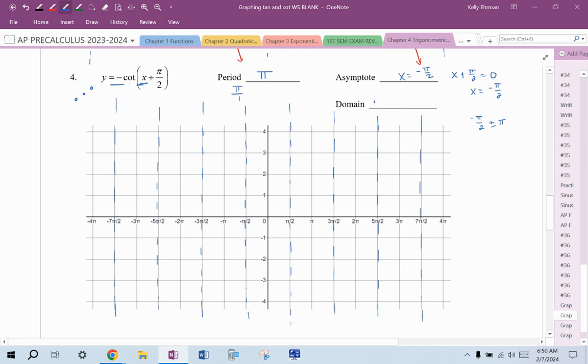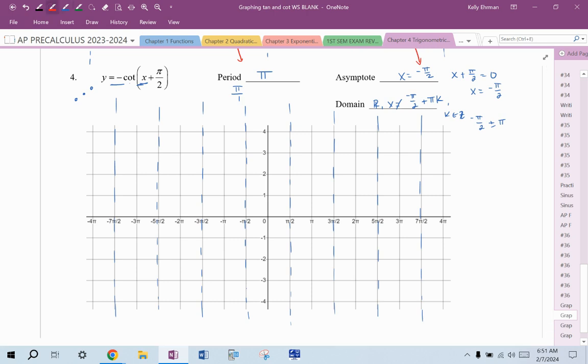And I can do domain as well. It's all real numbers. X is not equal to, where did we start? Negative pi over 2. What are we adding? The period times k, where k is an integer. So that says start at negative pi over 2 and add any number of pi's, and you will land, or subtract, you will land on another asymptote.